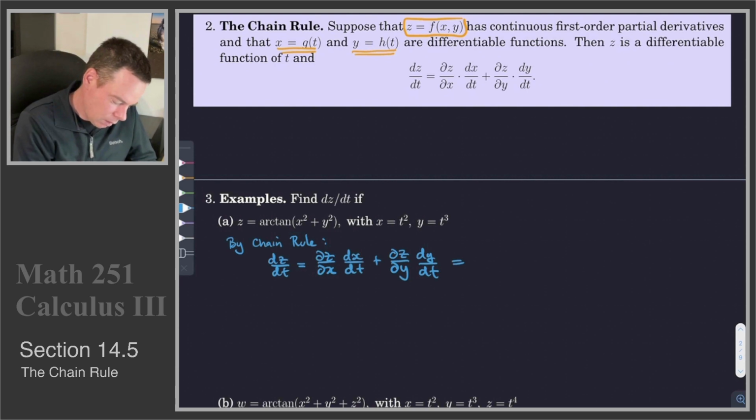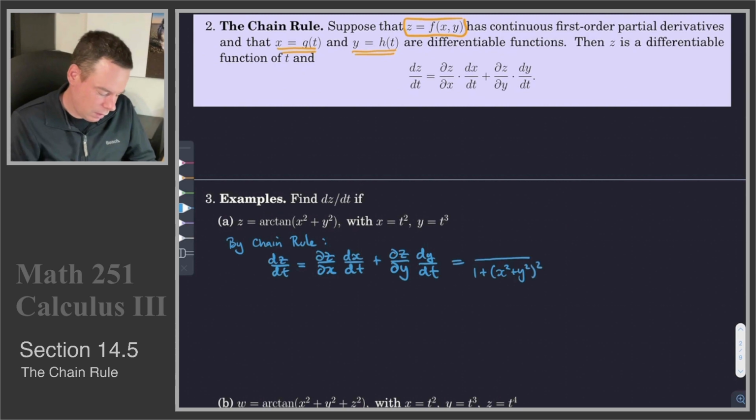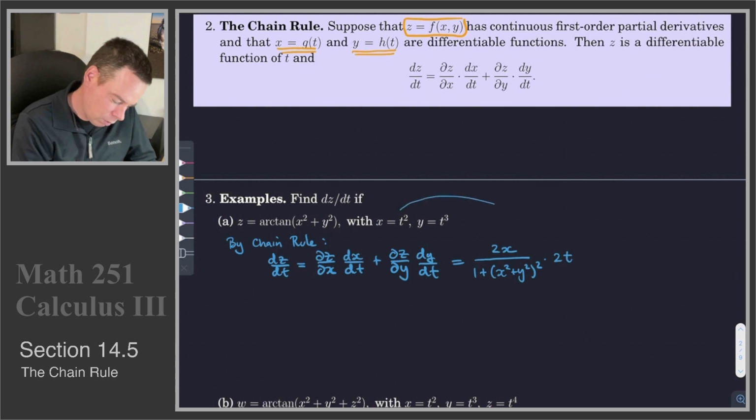So this would be the derivative with respect to x. The derivative of arctan is 1 over 1 plus x squared plus y squared, squared, times the derivative of the inside function with respect to x. That's the derivative of x squared plus y squared with respect to x, which is 2x. And then we multiply that by dx dt. That's going to be times 2t, because that's the derivative of x with respect to t. So I'll just indicate that that's the part we're doing there, dx dt.